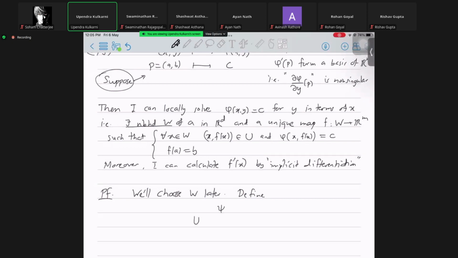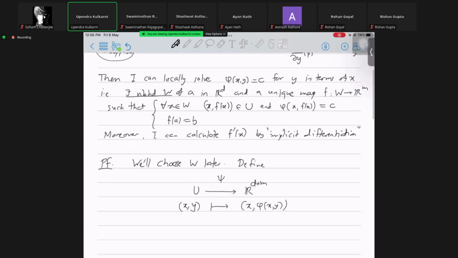we called it psi from U to R^(D+M), which is just a souped up version of the old map. So (x, y) goes to (x, phi of (x, y)). And then we saw last time that the Jacobian of this map is non-singular at P. So let's just do the calculation.